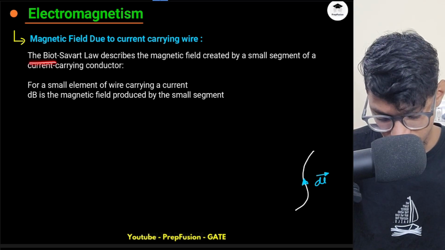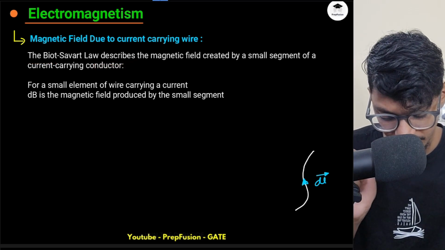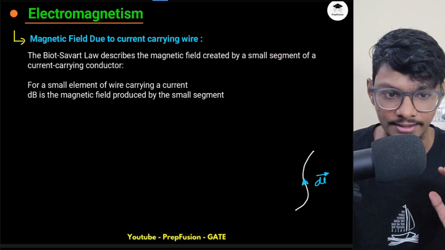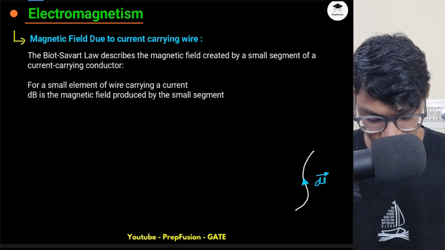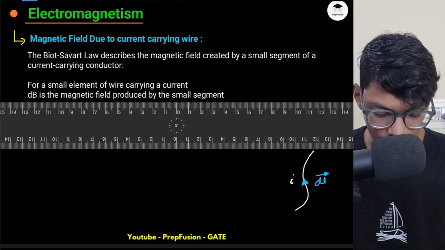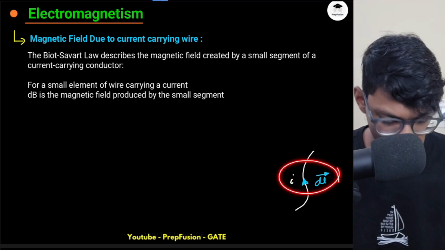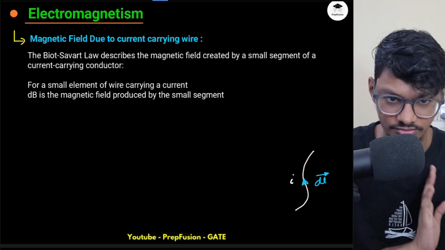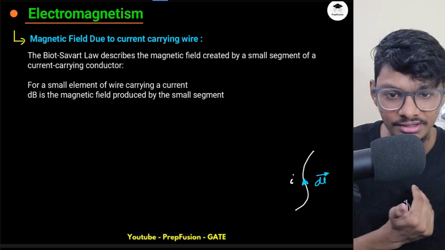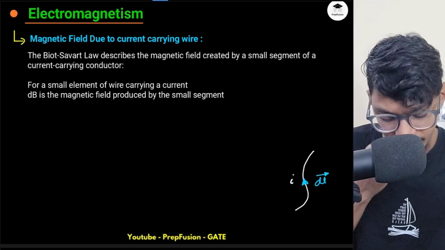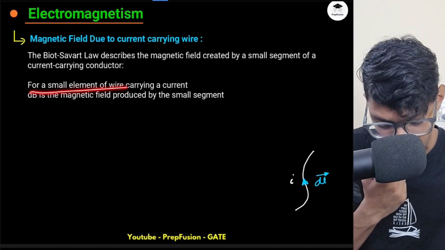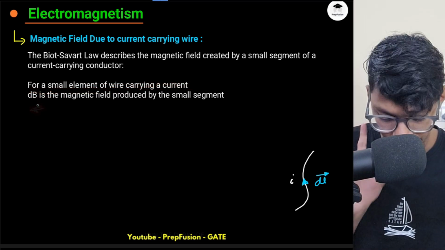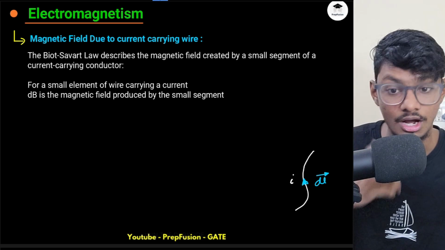The Biot-Savart law describes a magnetic field created by a small segment of a current carrying conductor. So if I have a very small segment of a current carrying conductor, and current is flowing like this, the dl will be this, and the dl direction will be along the direction of the current. Biot and Savart, two people who derived the expression, told us that for a small current carrying conductor, a magnetic field dB will be produced by this small segment. How much will be the magnetic field?